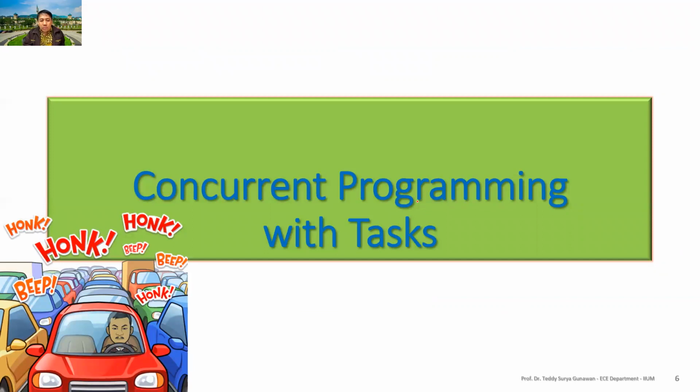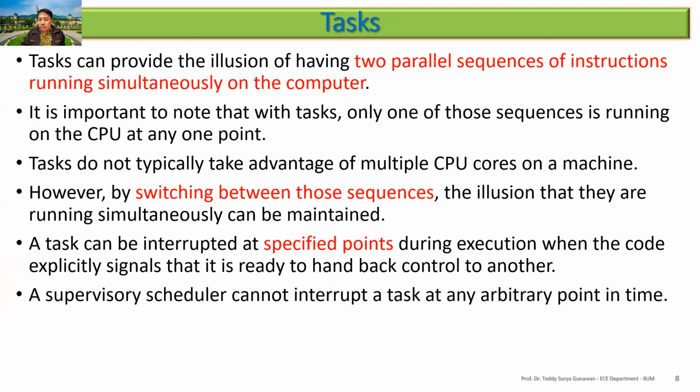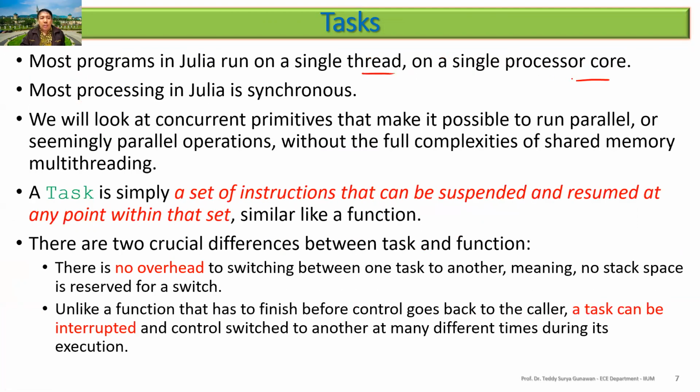Now let's move on to concurrent programming with tasks. Most programs in Julia run on a single thread, on a single processor core. So you have a single thread and a single processor core. And most processing in Julia is also synchronous: A, then B, then C, then A again, maybe, and so on.